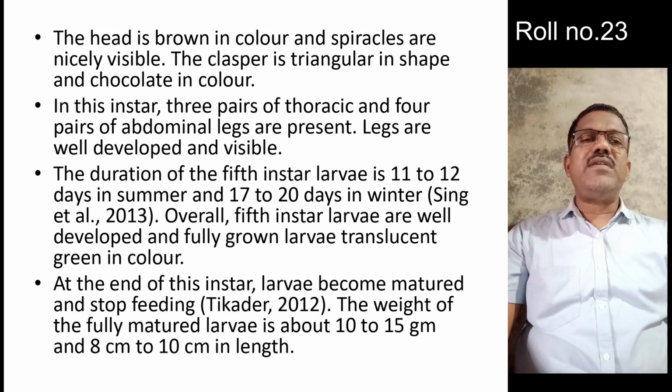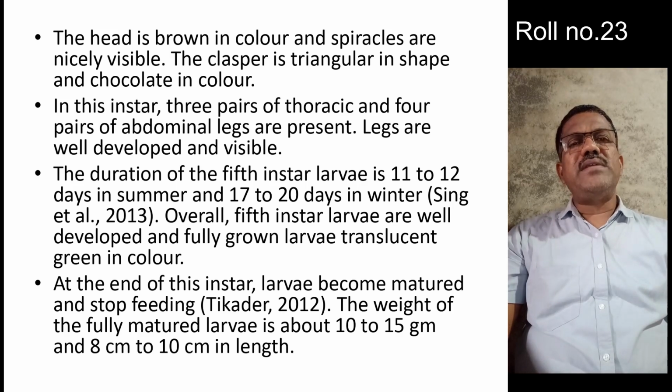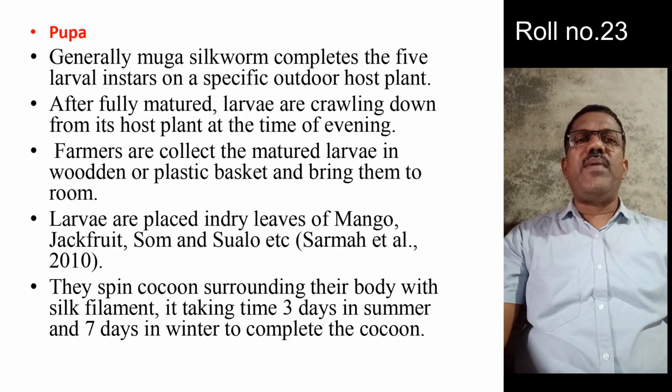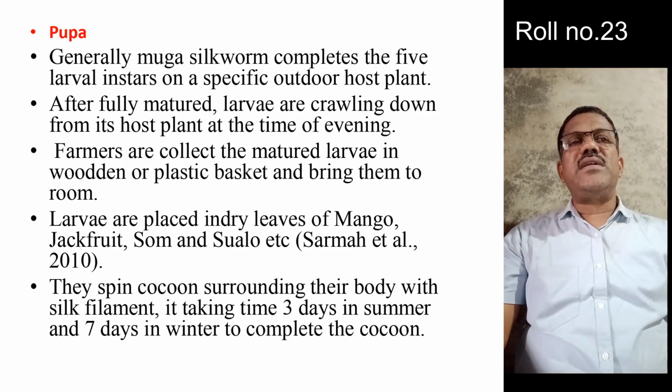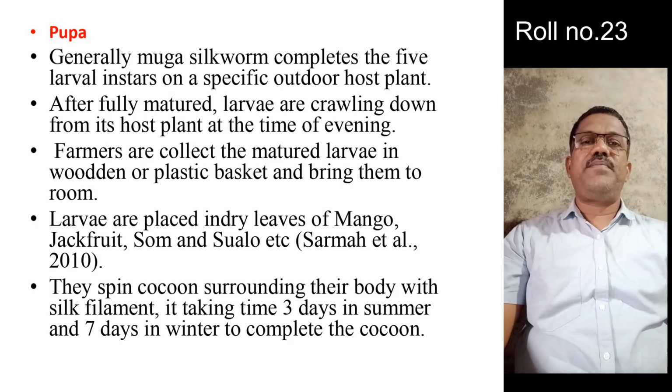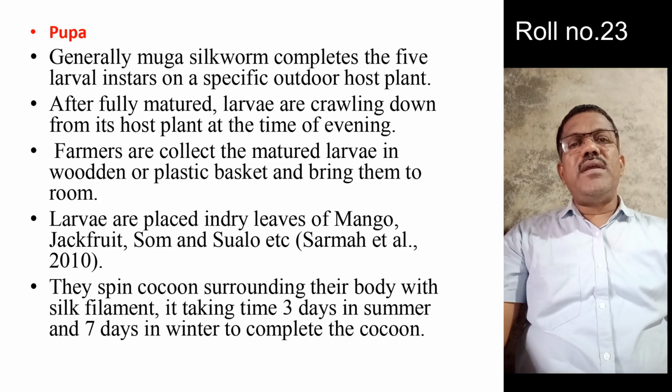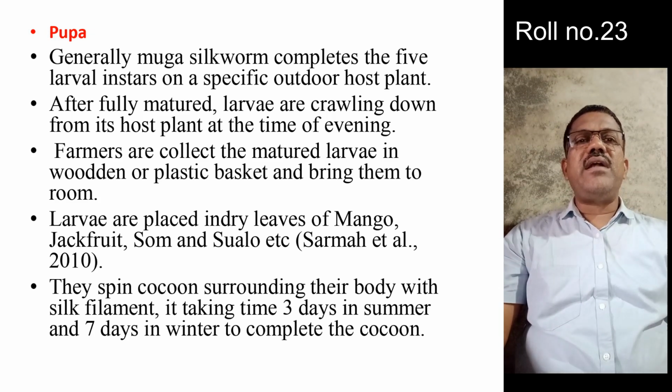At the end of this instar, the larva becomes matured and stops feeding. The weight of the fully matured larva is about 10 to 15 grams. After the fifth instar, the larva goes to pupation, the pupa. Generally, Muga silkworm completes the 5 larval instars on specific outdoor host plants. Majority of Muga silkworm is not reared in the indoor rearing condition. It is outdoor rearing condition.